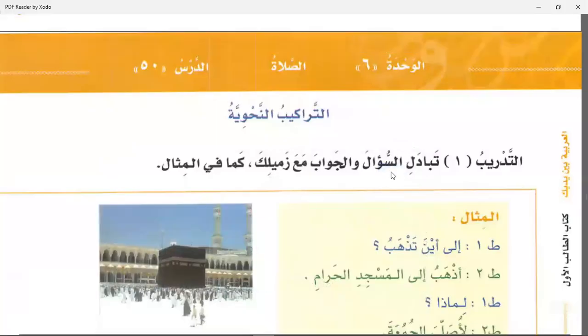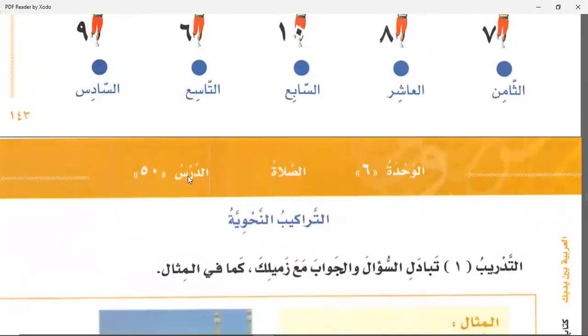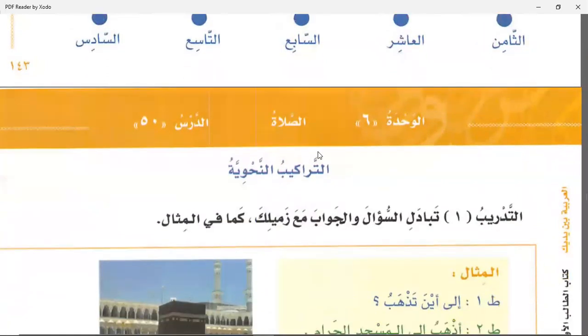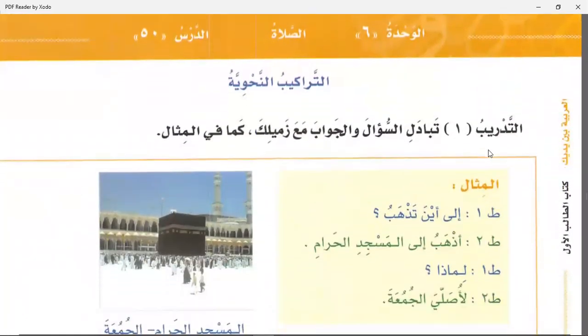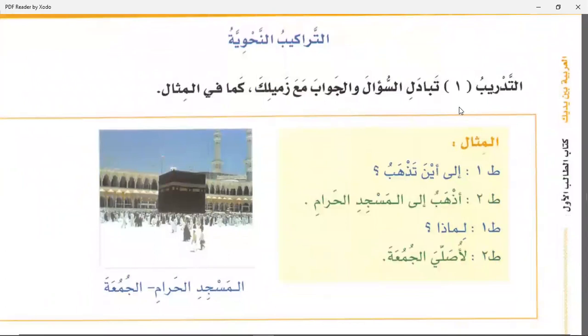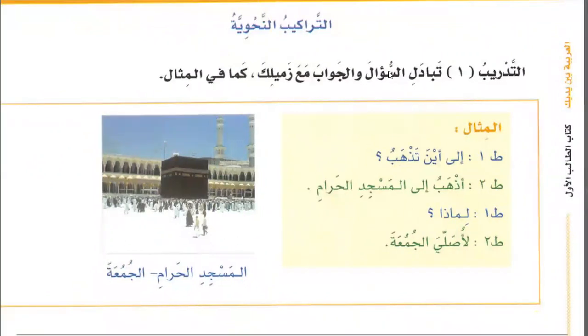We'll start Al-Wahda as-Sadisa, As-Salat, Ad-Dars al-Khamsun, At-Tarakib an-Nahwiyya, At-Tadrib al-Awwal. Tabadal as-su'al wal-jawab ma' zamilik, kama fil-mithal. Exchange the question and answer with your colleague like the one in the example.